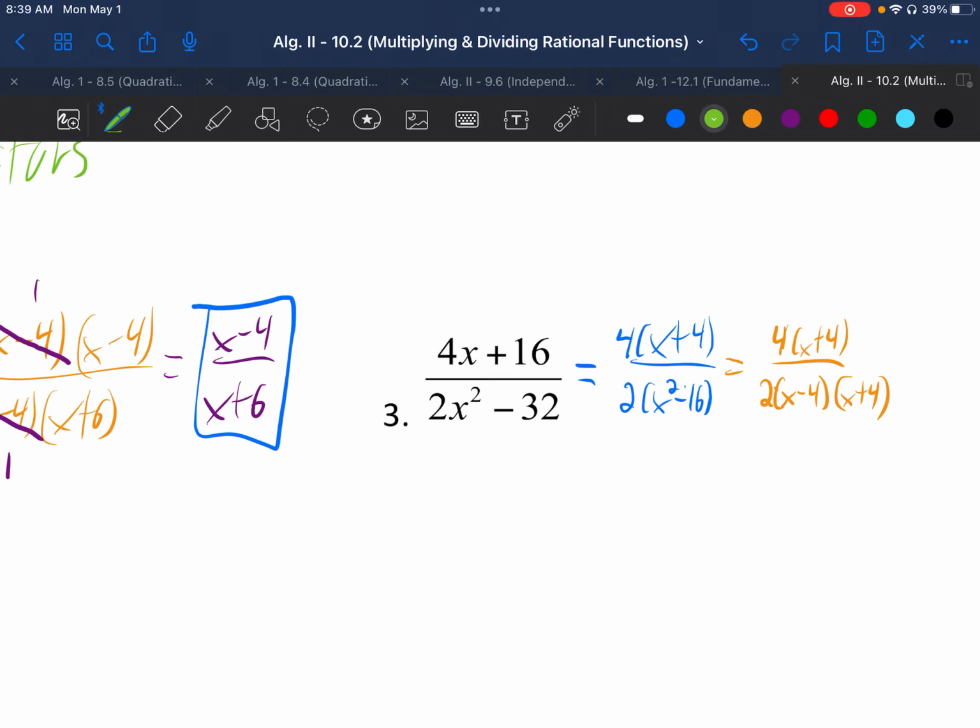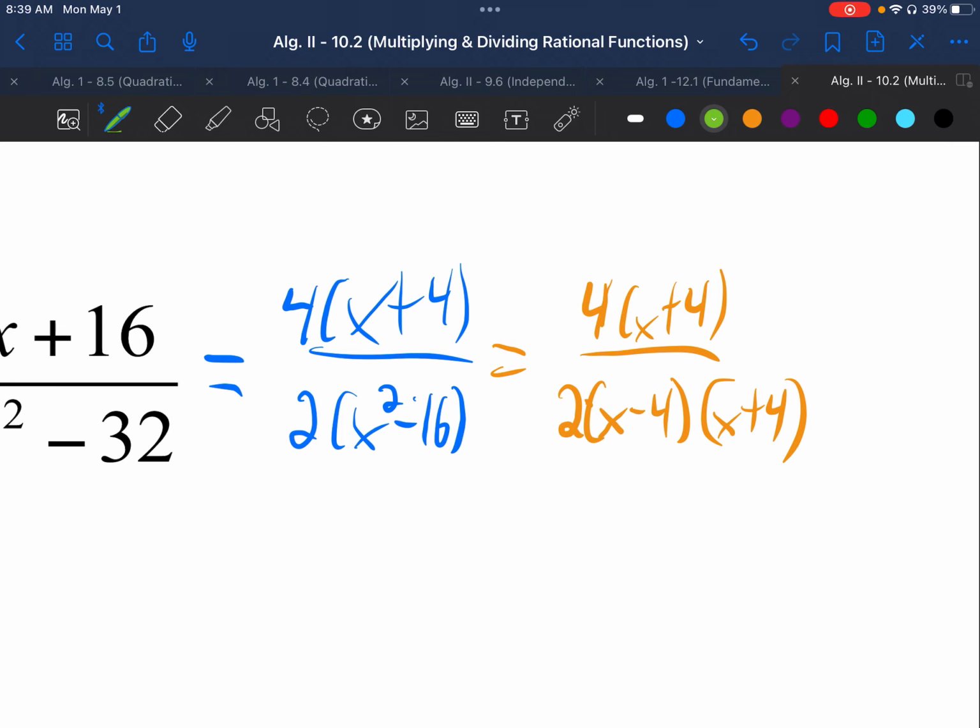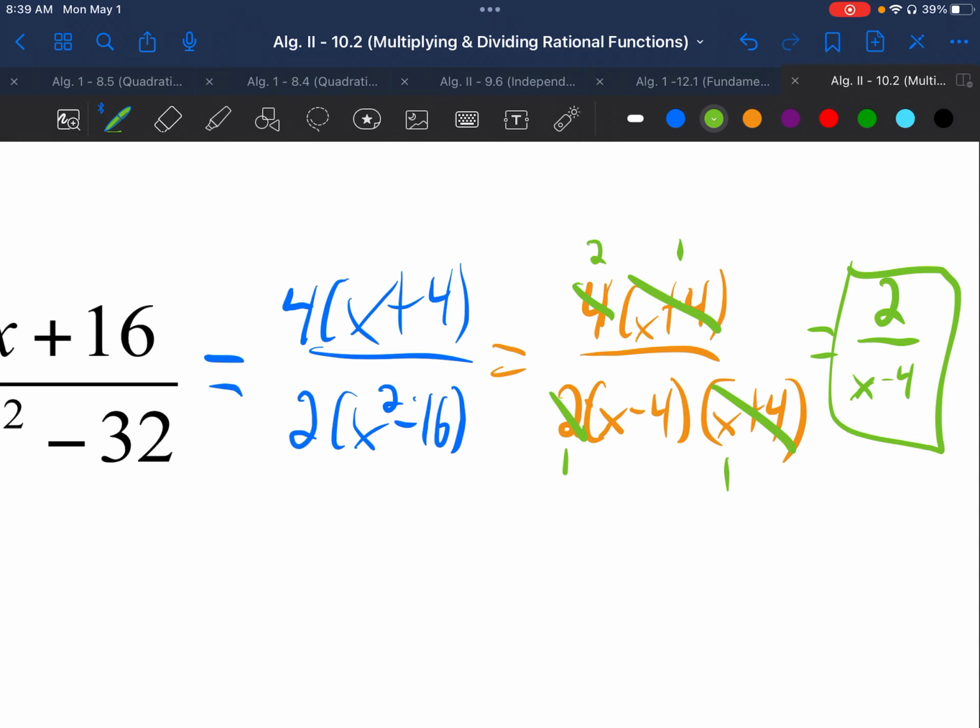And so as I go to look through to reduce, I say, okay, 4 and 2, 4 is multiplying with something and 2 is multiplying with something. Yep, we can reduce them. 2 goes into both, it becomes a 2, that becomes a 1. And then I have an x plus 4 and an x plus 4, that becomes a 1, that becomes a 1. So on the top, I have 2 times 1. On the bottom, I have 1 times x minus 4 times 1. So you just get 2 over x minus 4. And that is what that reduces to.